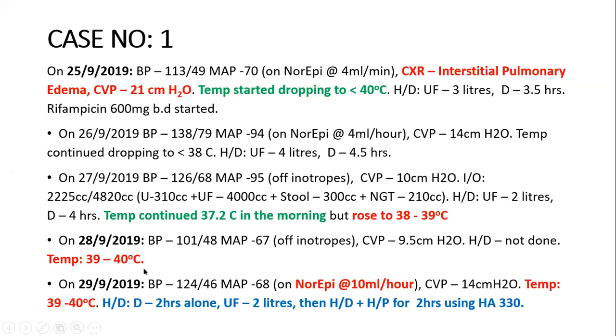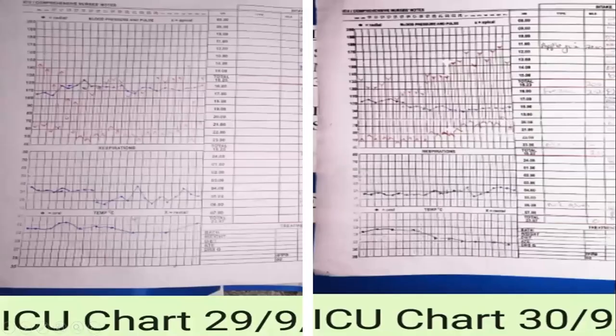So on the 29th, the patient was on norepinephrine at 10 mL per hour, with temperatures at night at 40 degrees. We did hemodialysis for 2 hours, and then on top of that, together with hemodialysis, hemoperfusion for another 2 hours. This is basically to see how it works. This is on the 29th.